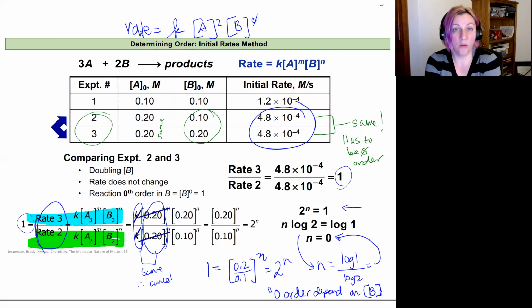So now I know the order for both A and B. Now I just have to figure out K next. And when you write these, you can write out the order with the 0 exponent, but anything to the 0 power will equal 1. So you can rewrite this as just K times the concentration of A to the second power, and it means the exact same thing.